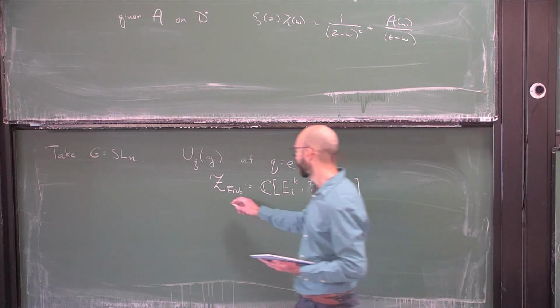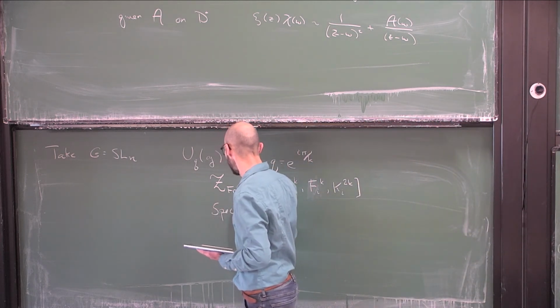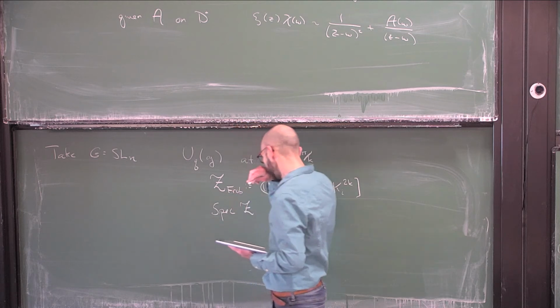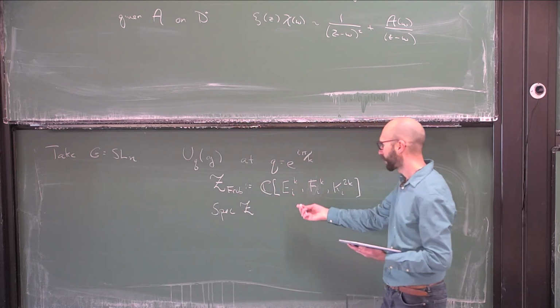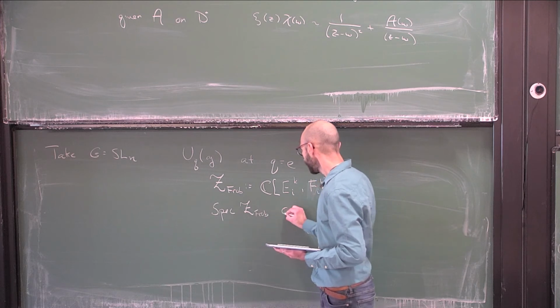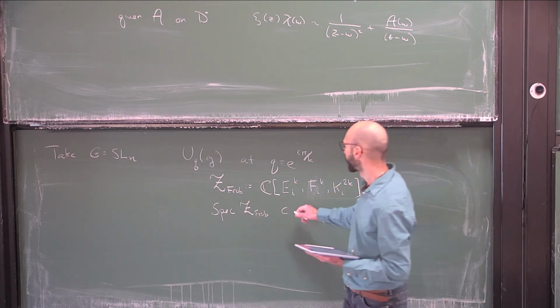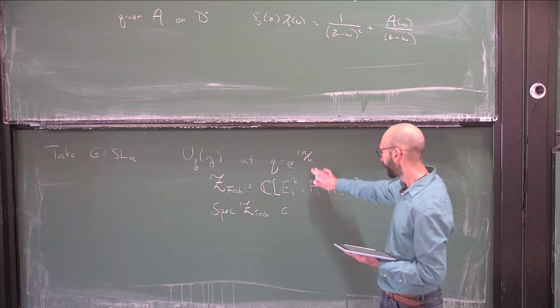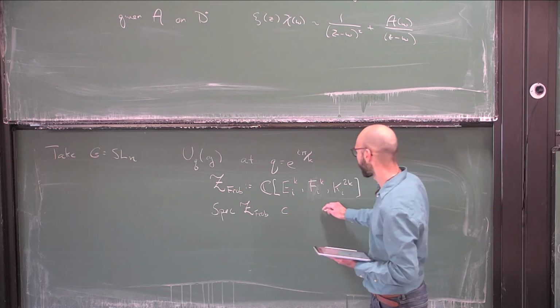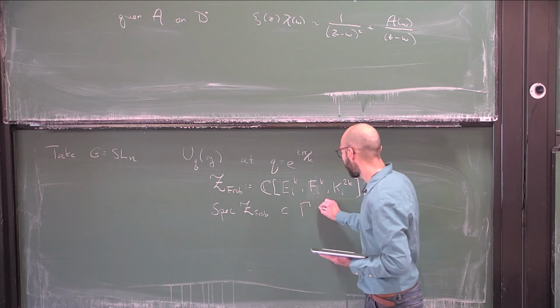And it is well known that the spec of the Frobenius center is an algebraically open subset of, for even root of unity, the Langlands dual group. The Langlands dual group I will call gamma.